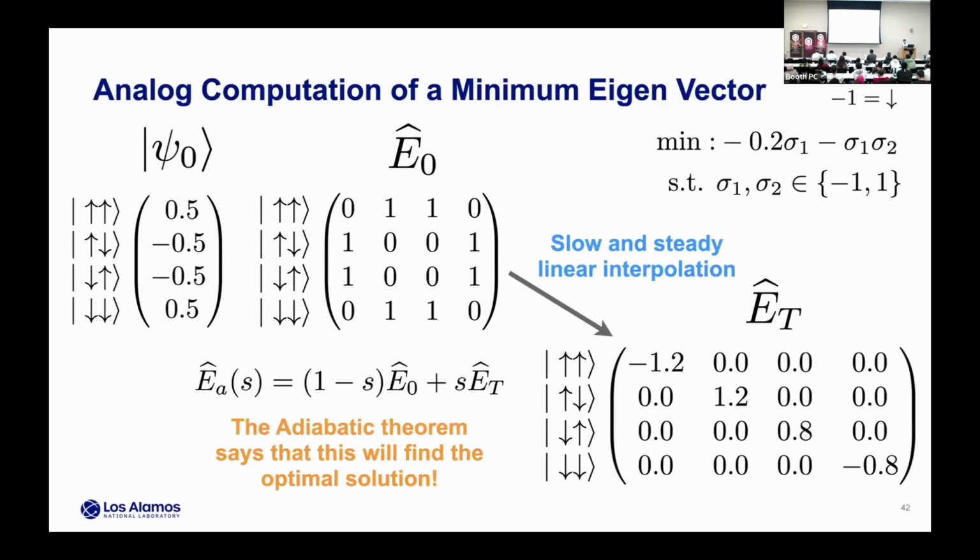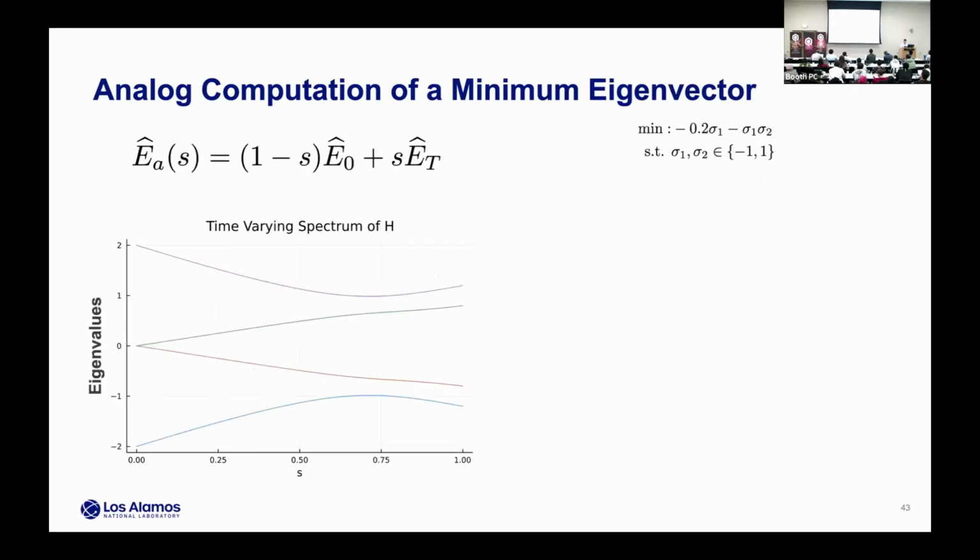So essentially, then mathematically, what you're going to do is you start with psi 0, the uniform superposition state, E0, the X product matrix, and then we do this slow linear interpolation to ET being this diagonal matrix with all of the energy values on the diagonal, right? And the adiabatic theorem says if we do this slowly enough, we will find the minimum eigenvector of the target matrix.